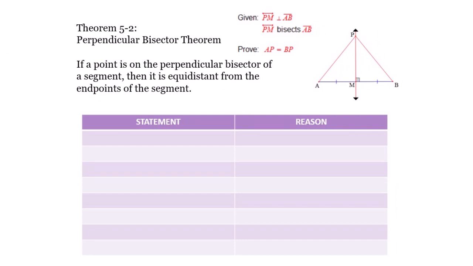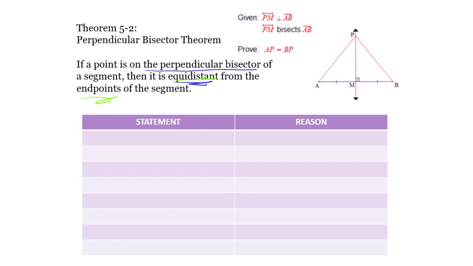All right, so here we're going to prove theorem 5-2, the perpendicular bisector theorem, which says if a point is on the perpendicular bisector of a segment, then it is equidistant from the endpoints of that segment. Now, equidistant, I don't know if you've heard that word before, but it means what it sounds like. Equidistant means equal distance, right? It means they're the same distance away from those particular endpoints in this case, okay?